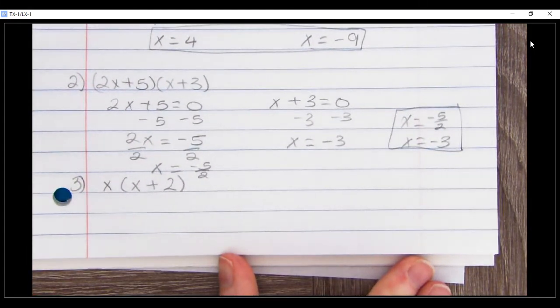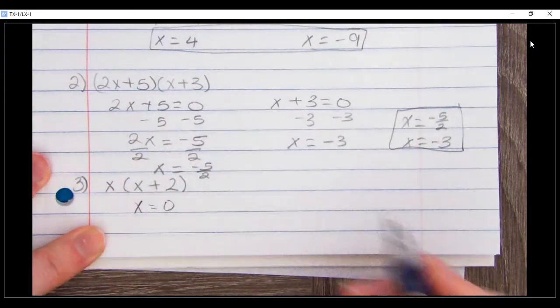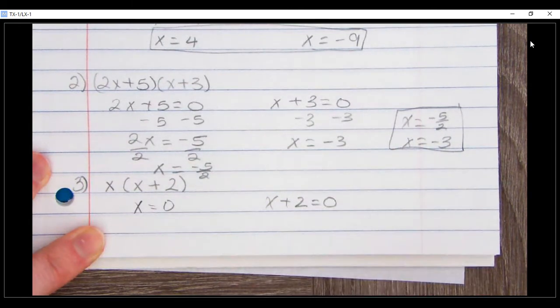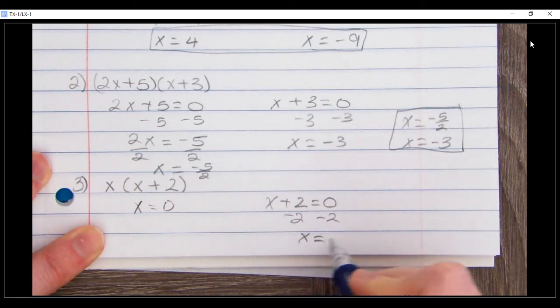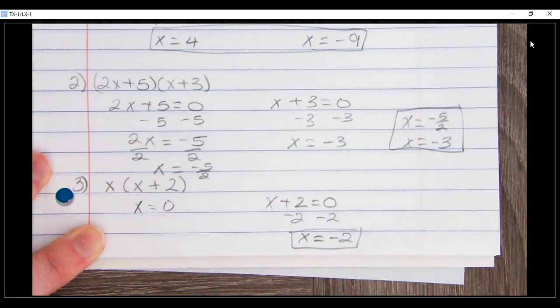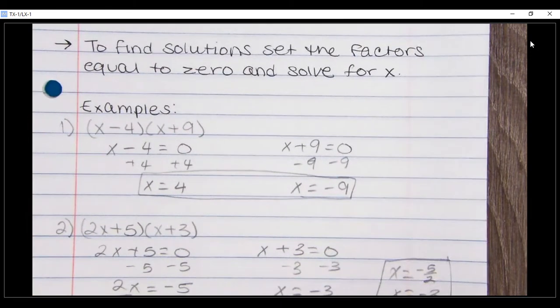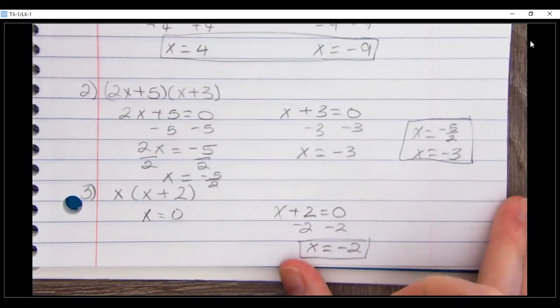Now, sometimes you see something that looks like this, where you don't have 2 sets in parentheses, and you just have that random x in front. That's okay. Set it equal to 0, just like the instruction says. And look at that. You already have one of your solutions. x is equal to 0. Perfect. Now you just have to find the other one. Yay! And you're done.